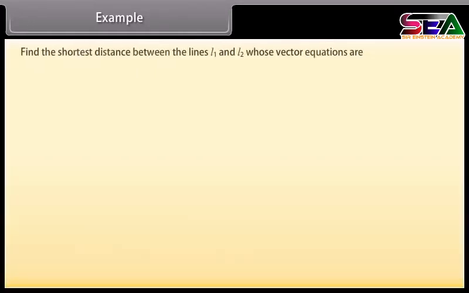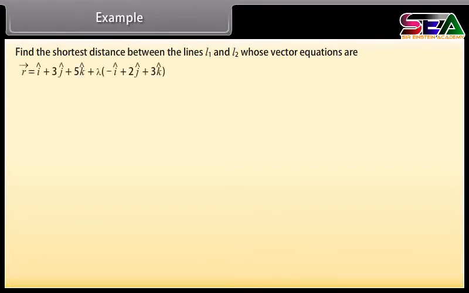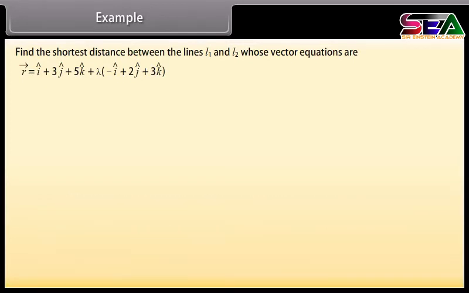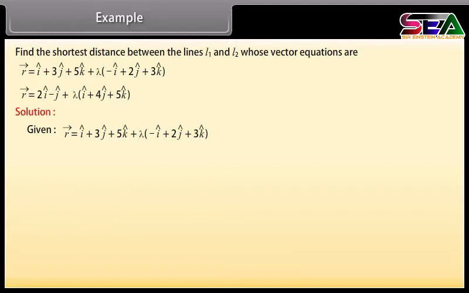Example. Find the shortest distance between the lines L1 and L2 whose vector equations are vector r equals i cap plus 3 j cap plus 5 k cap plus lambda times (minus i cap plus 2 j cap plus 3 k cap), and vector r equals 2 i cap minus j cap plus mu times (i cap plus 4 j cap plus 5 k cap). Solution. Given vector r equals i cap plus 3 j cap plus 5 k cap plus lambda times (minus i cap plus 2 j cap plus 3 k cap), and vector r equals 2 i cap minus j cap plus mu times (i cap plus 4 j cap plus 5 k cap).